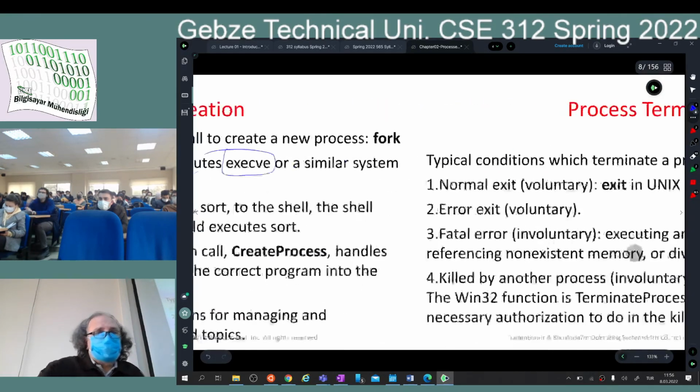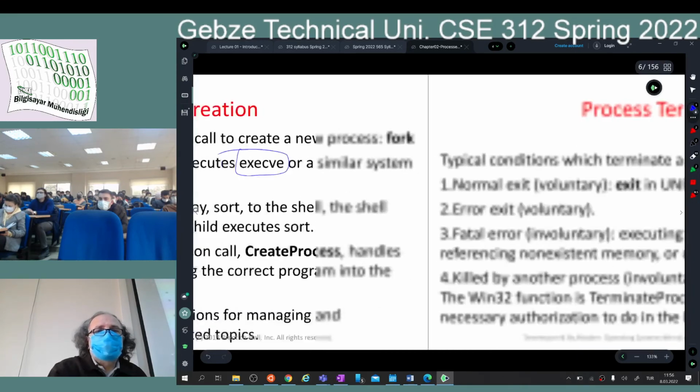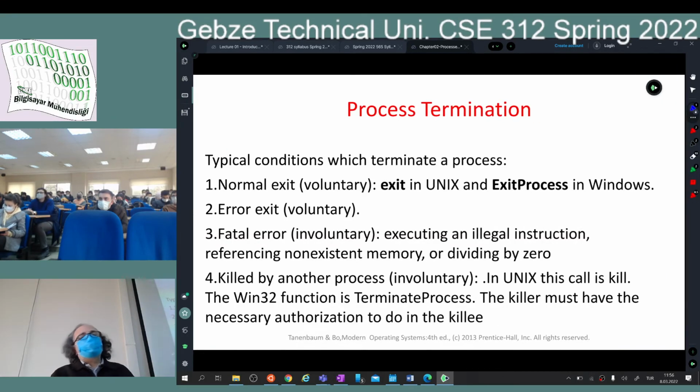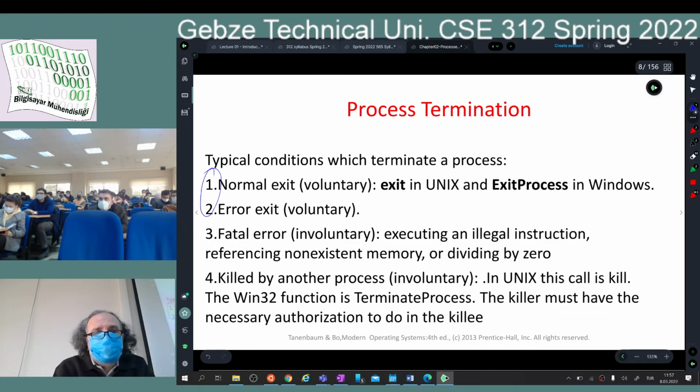Good. This is the process creation. How about process termination? What kinds of process termination alternatives do we have? A process might say, okay, I am done, everything is fine, I am terminating. So you call exit, the exit system call, ExitProcess for Windows. That is voluntary. Sometimes you will say that I cannot continue, I am going to exit, because there is a problem. For example, I cannot open this file. So I know that I am exiting, it is an error exit, but I am terminating my program myself. So both of these are done by the process itself.